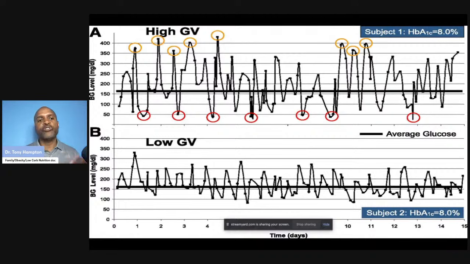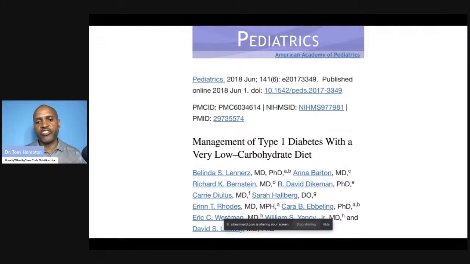And we're also going to use the right insulin to match that protein, which is the regular insulin, as we previously shared. Now, this is not just Dr. Hampton celebrating something that happens in my clinic. This is something that has been studied. And here's a study in pediatrics, management of type 1 diabetes with a very low carb diet.